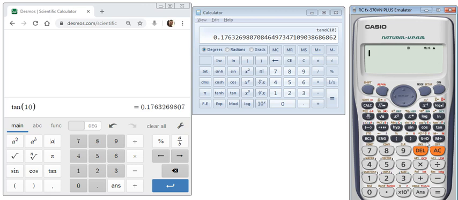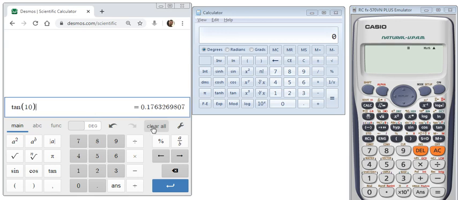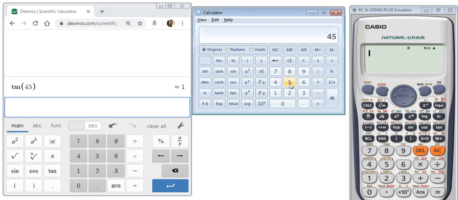So okay, let me start over again. Let's use another angle. Let's use the angle 45. So let's go. Tangent of 45 is going to be equal to 1. The tangent of 45 equals 1.